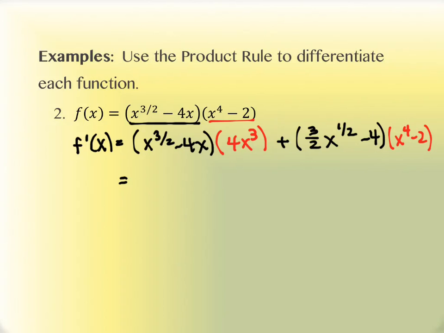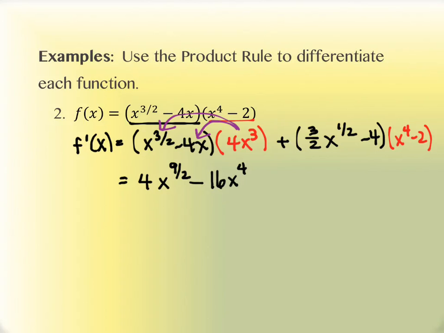So on this one, I've got to distribute. So 3x to the 3/2 times 4x cubed. Well, I'm going to get a 4, and I'm going to get an x. I had a power of 3/2, and I have a power of 3. So what happens when I take 3/2 plus 3? That is 9/2. Very good. It's just adding exponents. All right, the other piece then is negative 4x times 4x cubed. So that's going to give me negative 16x to the 4th. Good.